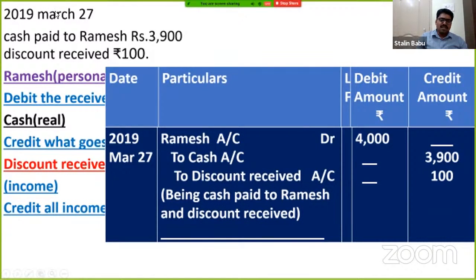What is the date? March 27, 2019. Ramesh account debit to cash account, to discount received account. See, here in debit there is 1 account and in the credit there are 2 accounts. So this type of transaction is called a compound entry.